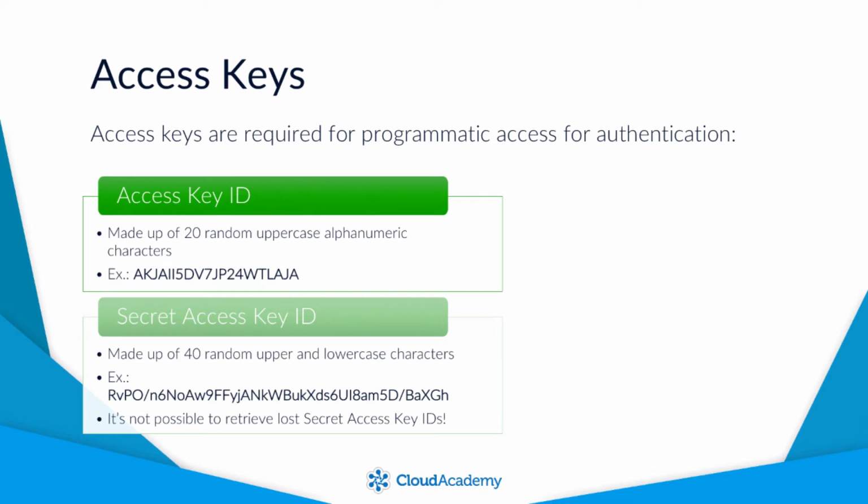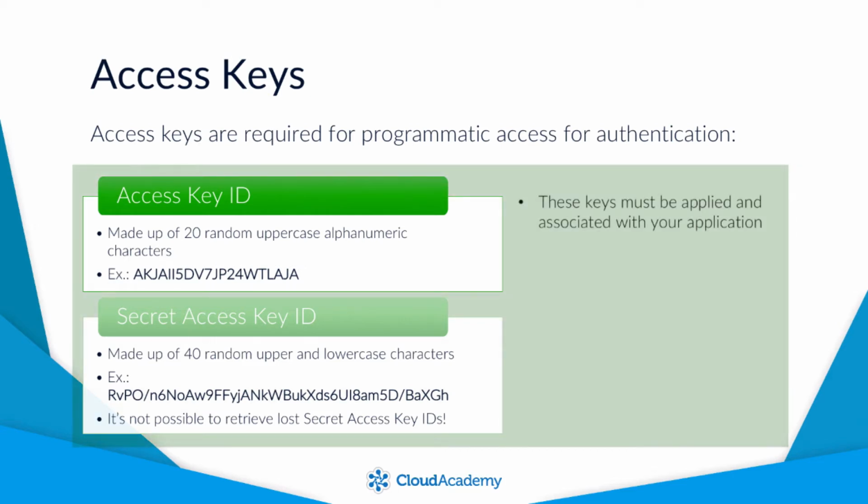During the creation of a user who requires programmatic access, you are prompted to download and save the details, as the secret access key ID will only be displayed once, and if you lose it, you will then have to delete the associated access key ID and recreate new keys for the user. It's not possible to retrieve lost access key IDs, as AWS does not retain copies.